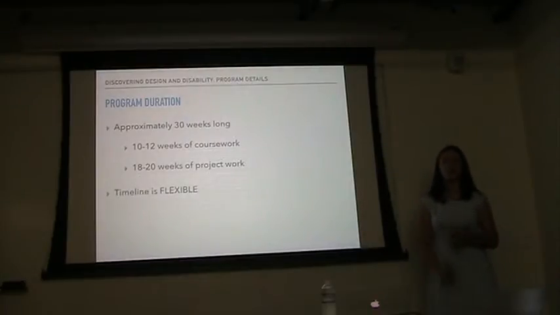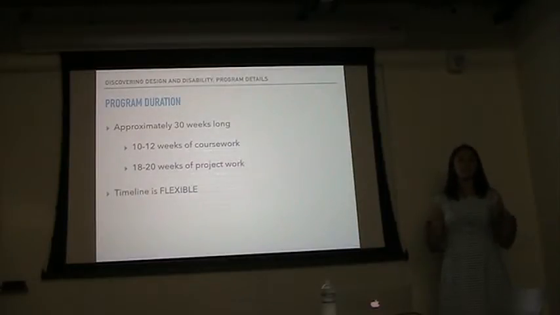So I imagine a program like this to span the whole academic year for high school students, and this is usually about 30 weeks, plus or minus a few weeks on either end of the start and end of the year. And I imagine the first section to be 10 to 12 weeks of coursework where we're working just with me and the students together to go over the background knowledge that they'll need to work on their projects. And then the majority of the program will be spent 18 to 20 weeks working in your teams and with your community member to design the product.